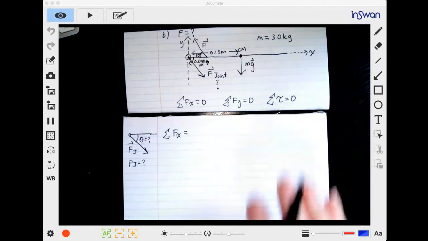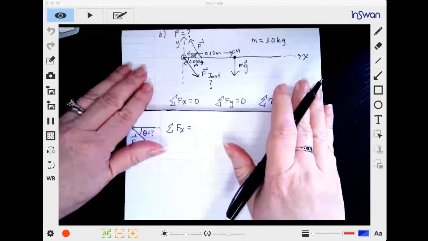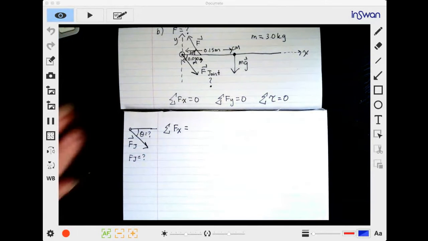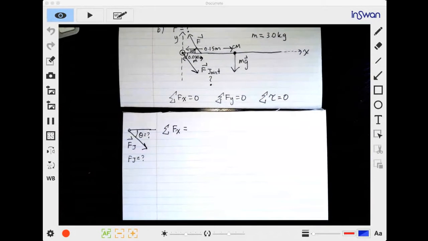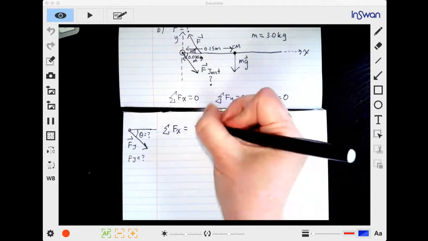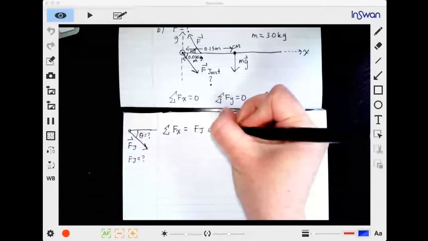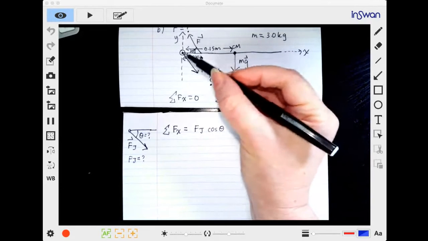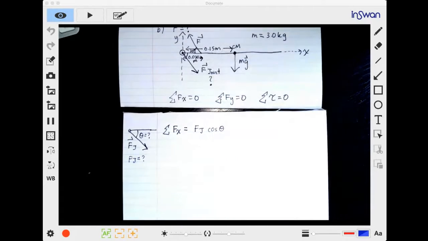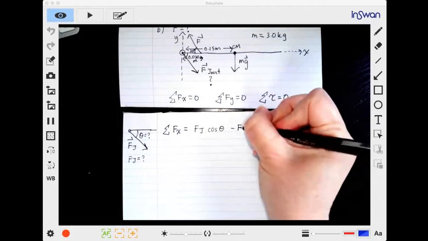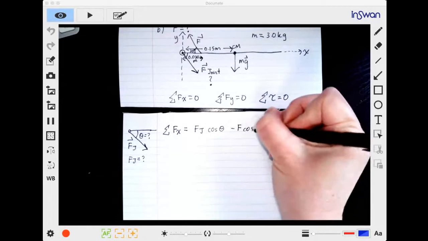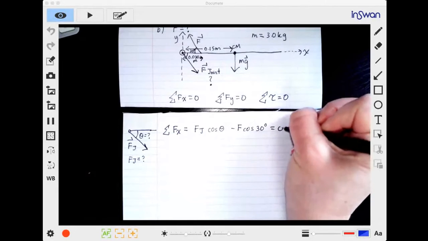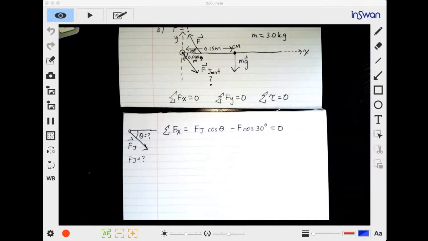Okay, but we're going to try and solve for those as well in a minute, just to show you how everything works. So basically now we know what our x components are. Fj has an x component, which is just Fj cosine theta. And then F also has a negative x component, and that angle is 30 degrees. So we have minus F cosine of 30 degrees. And we know that has to add up to 0 because we're in static equilibrium.